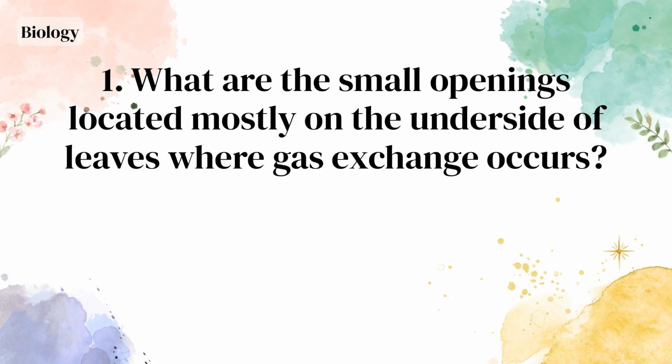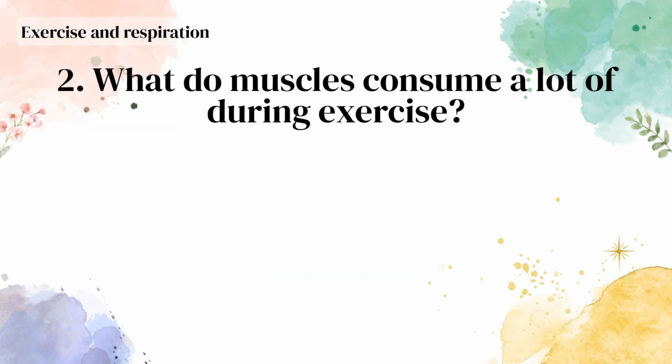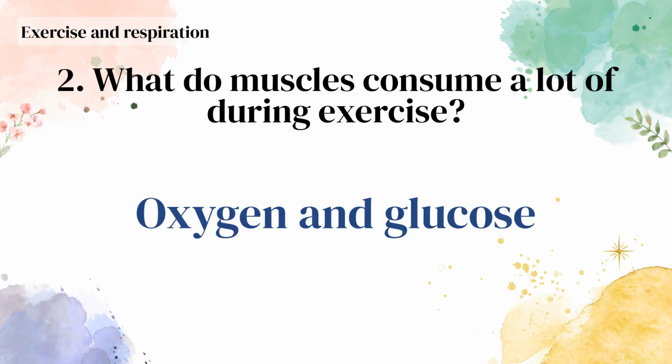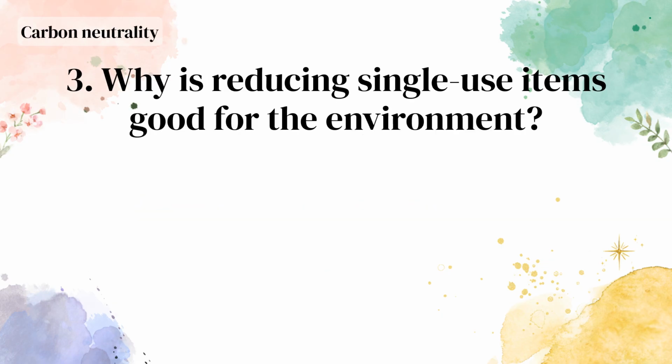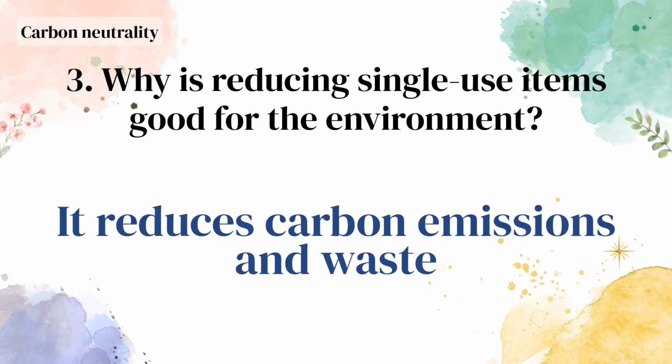What are the small openings located mostly on the underside of leaves where gas exchange occurs? Stomata. What do muscles consume a lot of during exercise? Oxygen and glucose. Why is reducing single-use items good for the environment? It reduces carbon emissions and waste.